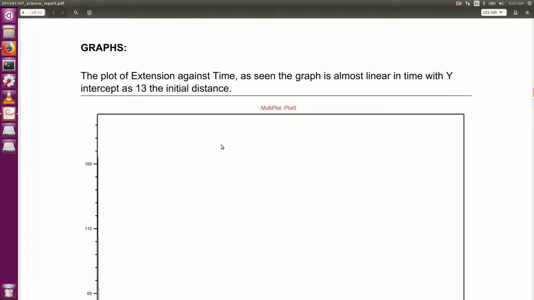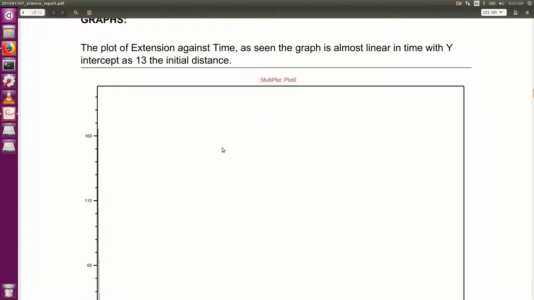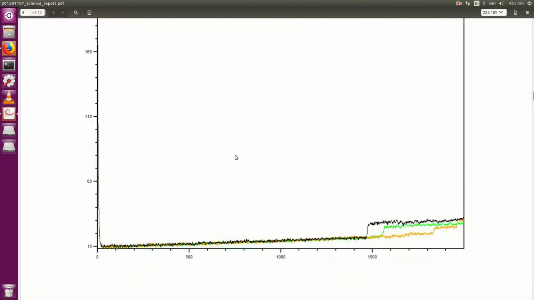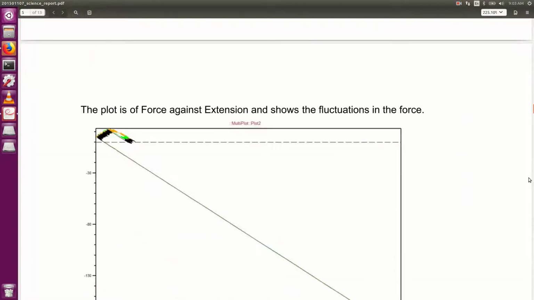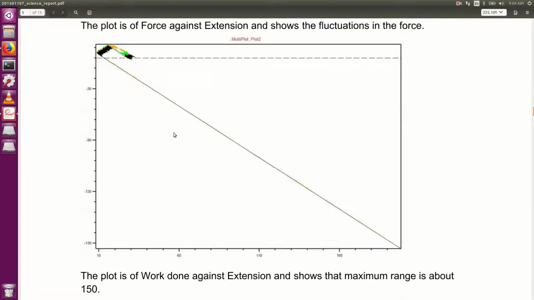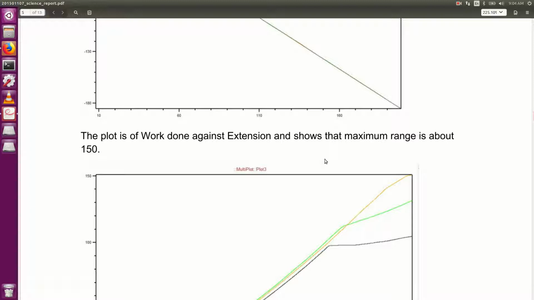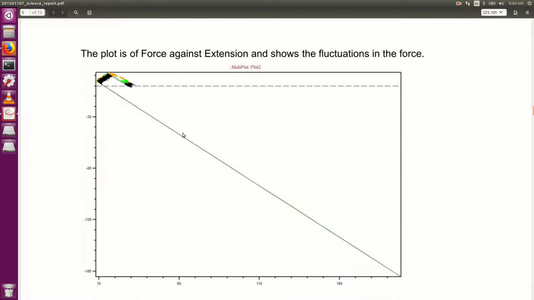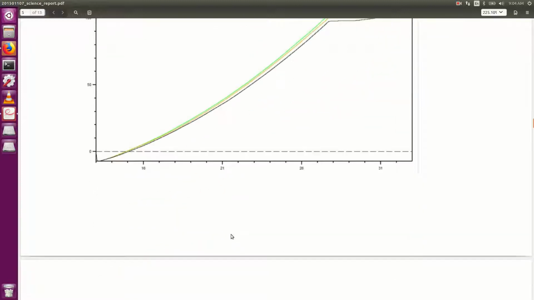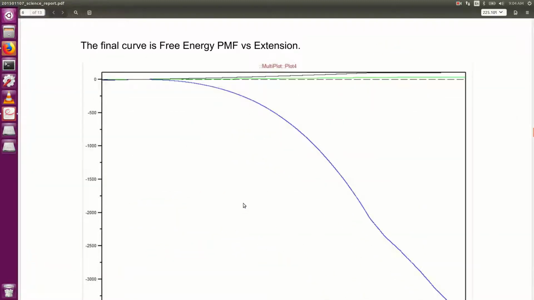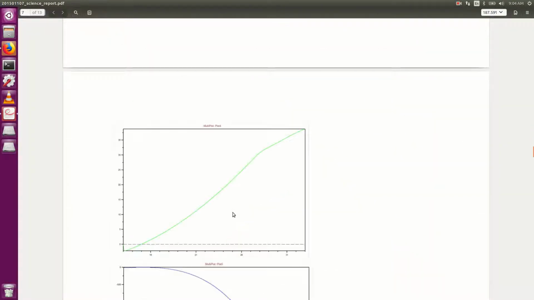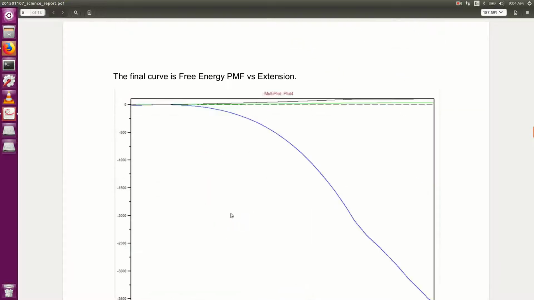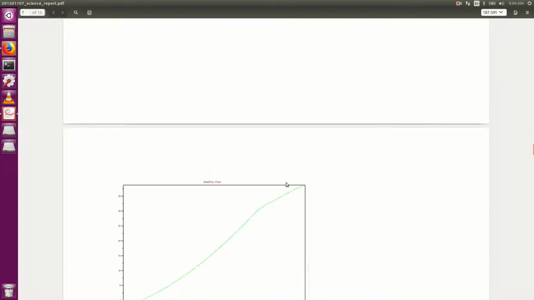The first graph was obtained between the extension and the time. As seen, the graph is almost linear in time, with the intercept as 13, the initial distance. The second graph was plotted of force against extension, and the graph clearly shows the fluctuation in the forces. The plot of work done against extension shows that the maximum range is about 150. The third plot is here. Then the fourth and final curve is the free energy PMF versus extension. So three graphs were plotted on the same plot, and the three graphs are also here individually.